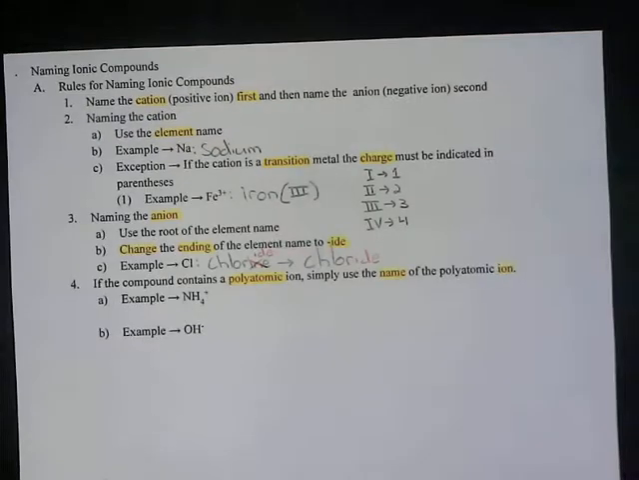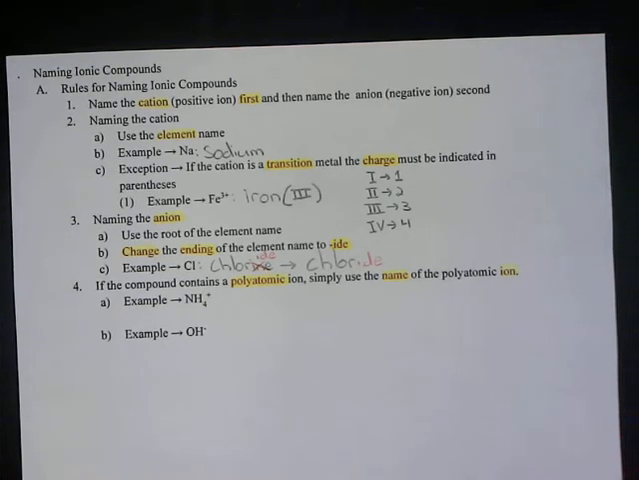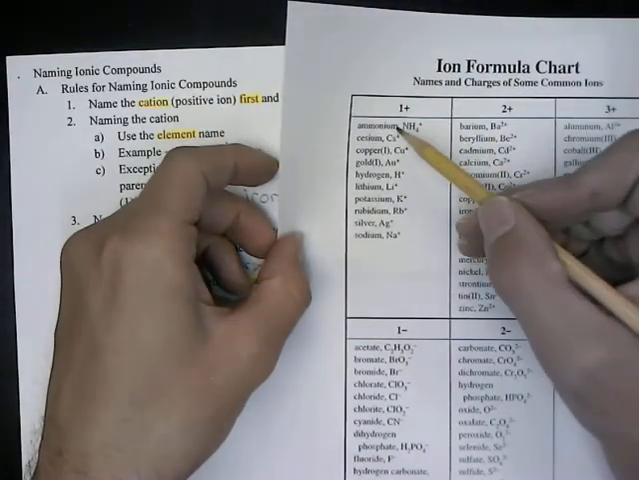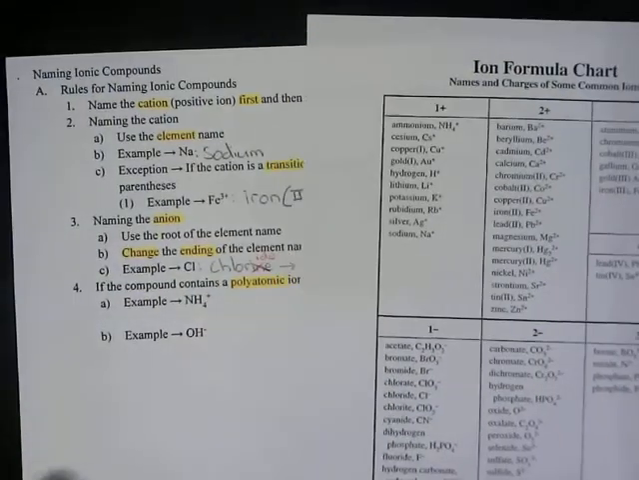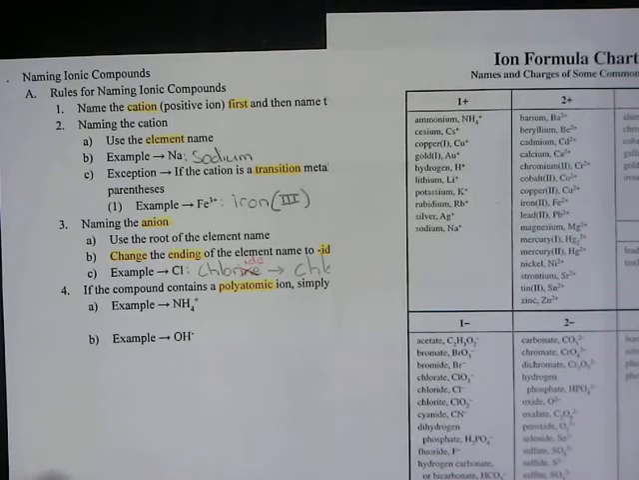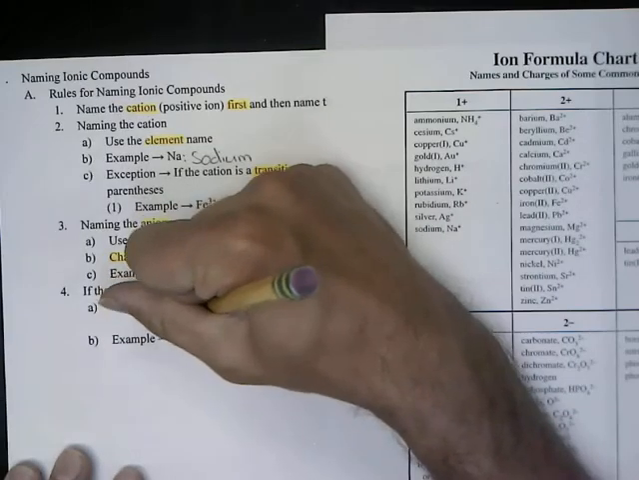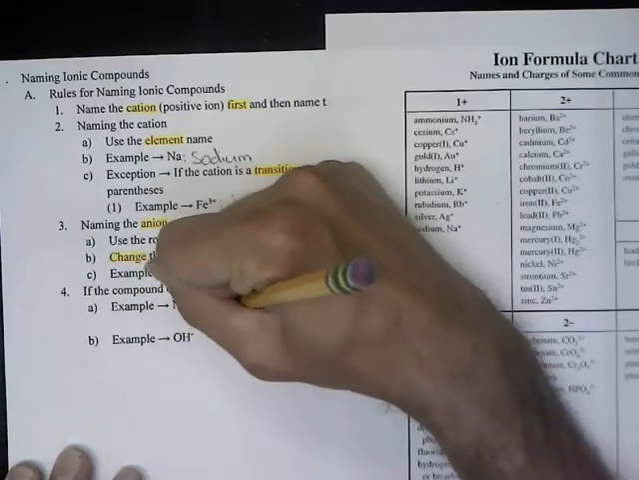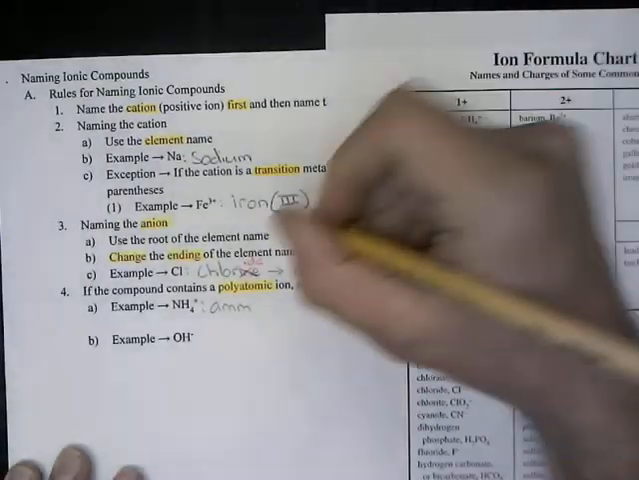All right. Now, we get down here to polyatomic ions. Polyatomic ions, all we do is we just name it the way we see it on a sheet. So we look up NH4 with a 1 plus. Well, NH4 with a 1 plus is ammonium. So all we do is we just copy it directly from that sheet. So the name here of NH4 plus would just be ammonium.